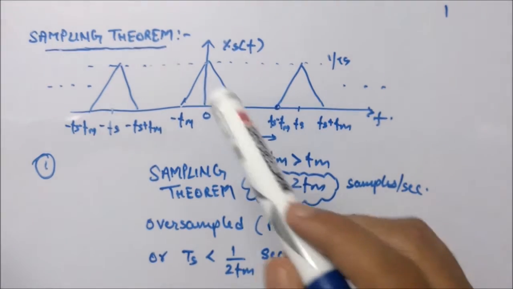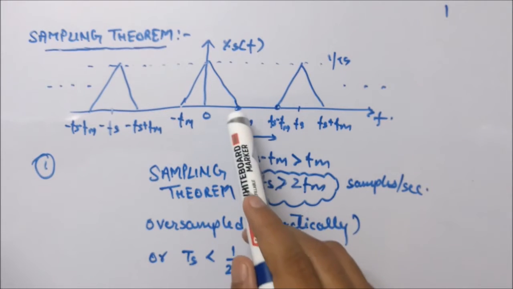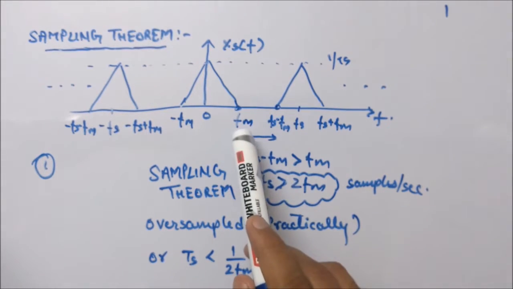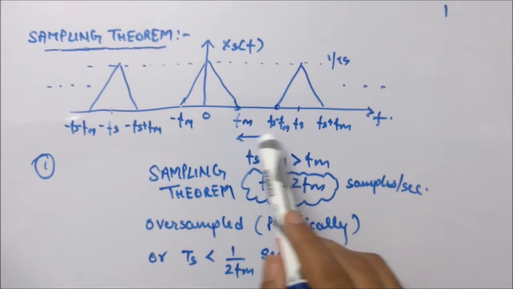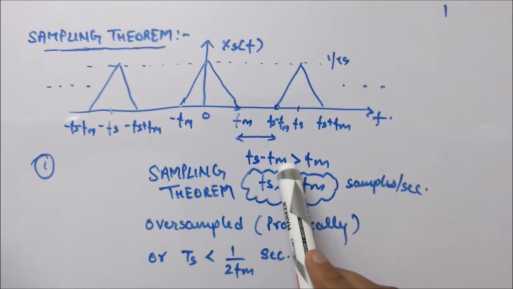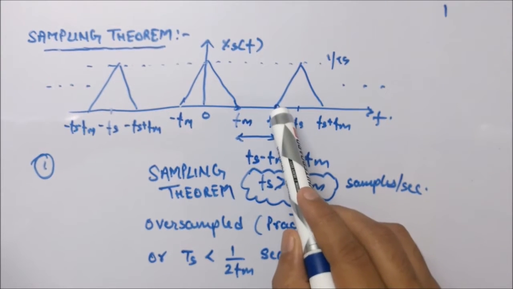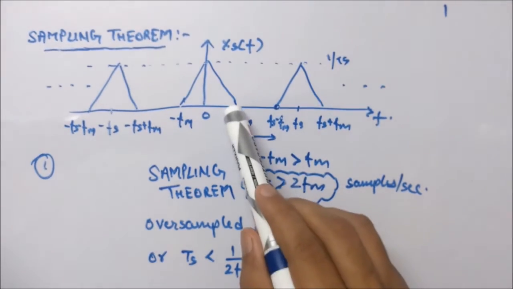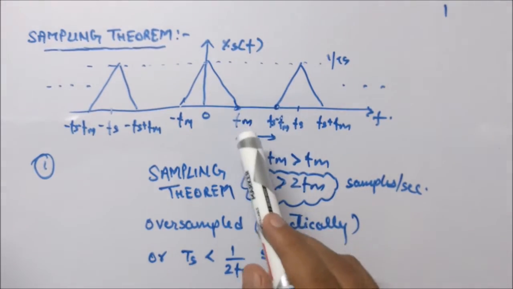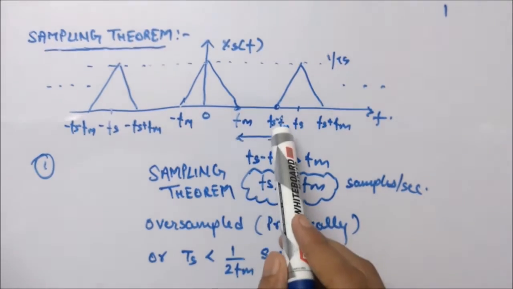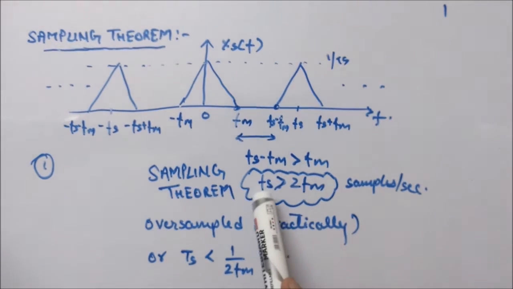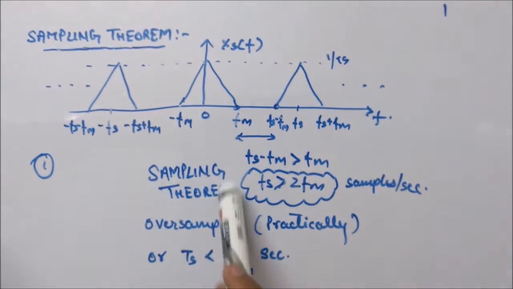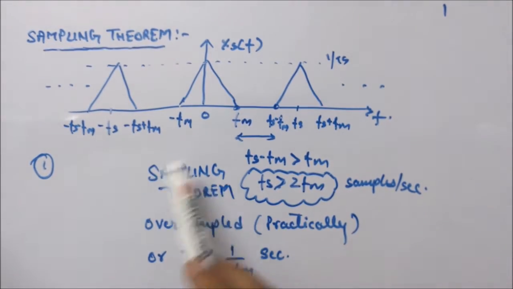If you watch this signal carefully and these 2 points, this is your fM and this is your fs minus fM. Now if you see this distance, fs minus fM, is greater than fM, which is this point. You can see from this diagram, the way I have made it, fs minus fM is greater than fM. That's what I have written. If you rearrange the terms, we get fs is greater than 2fM samples per second, which is the same as what we saw in the sampling theorem.